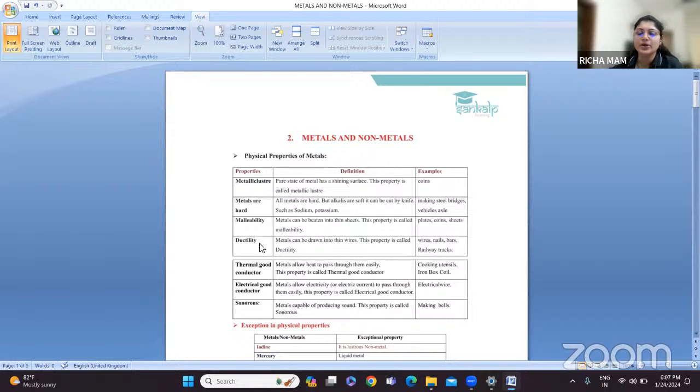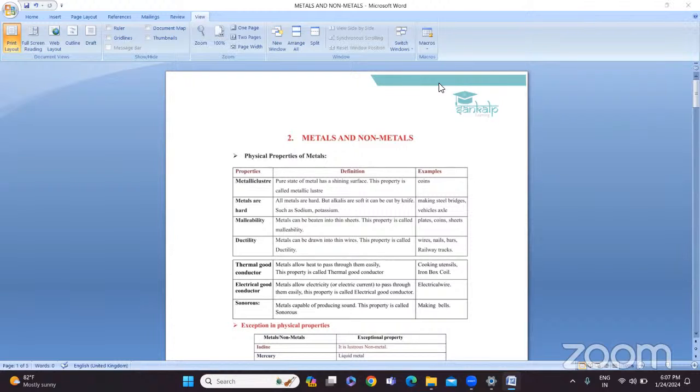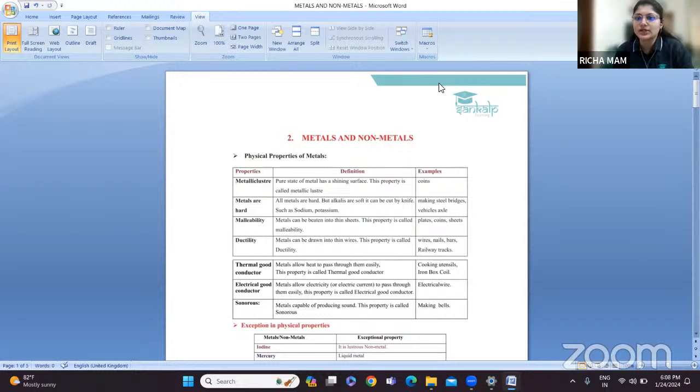You have seen the periodic table, students, right? Our periodic table. There are so many elements in the periodic table, right? Till date we know that there are 114 elements, right?